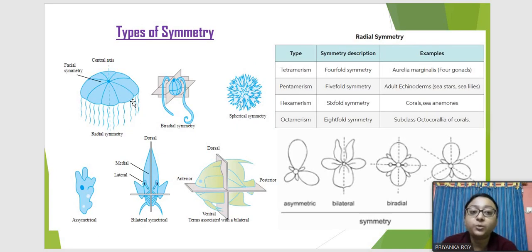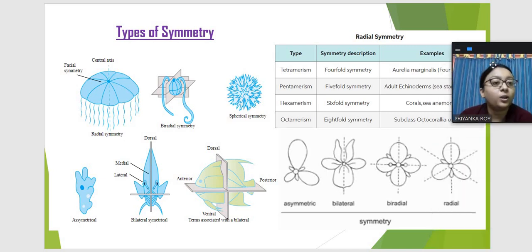So the symmetry, as you can understand, is the arrangement of different body parts in an organism and how they are arranged, whether there is any symmetry at all. So here you can understand that there is no such symmetry, that the organs are not uniformly arranged in the body. So therefore it is known as asymmetric. But when they are having a similar kind of arrangement, then we call it symmetrical organisms.